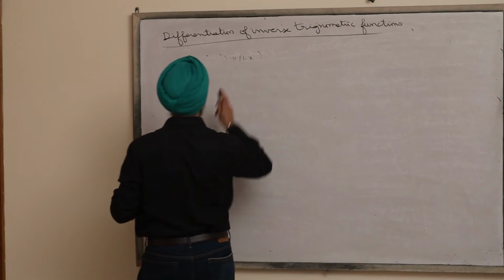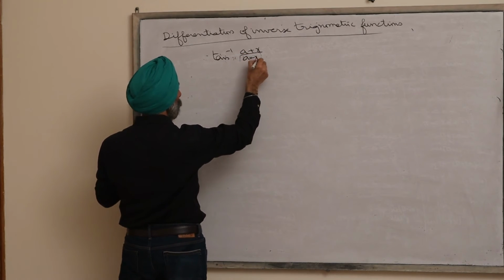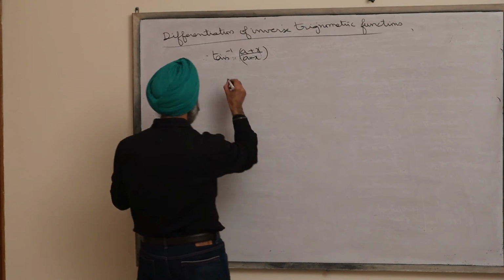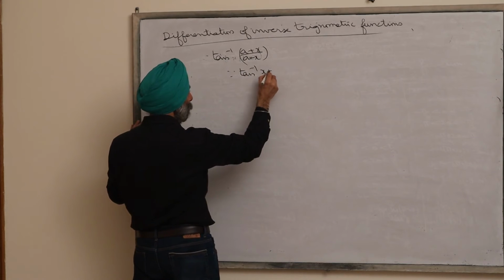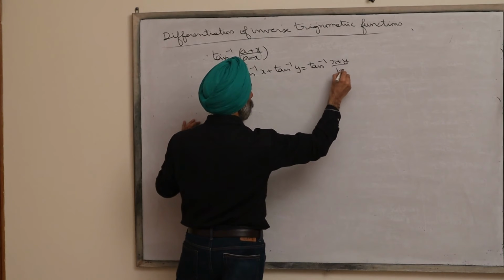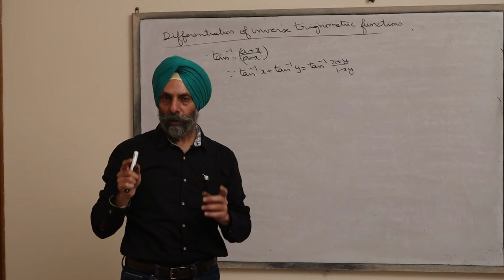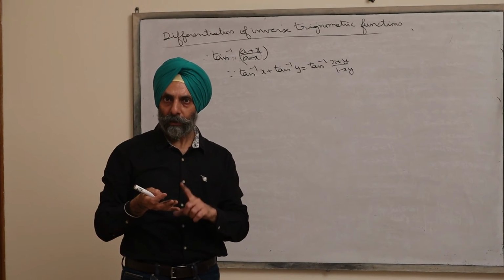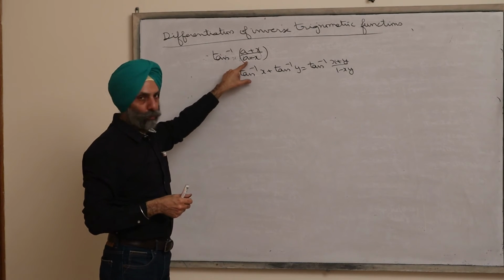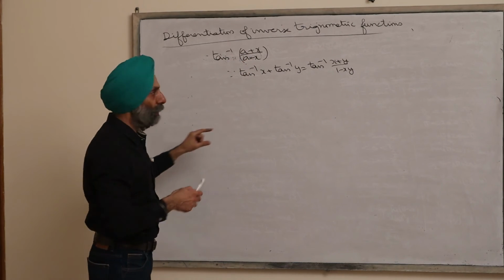Now next is to differentiate tan inverse of (a plus x) over (a minus x). Because tan inverse of x plus tan inverse of y is equal to tan inverse of (x plus y) over (1 minus xy). So always keep one thing in your mind: in all the formulas for tan and tan inverse, it should always be 1 at this place. So to get 1 at this place, divide the numerator and denominator by a.